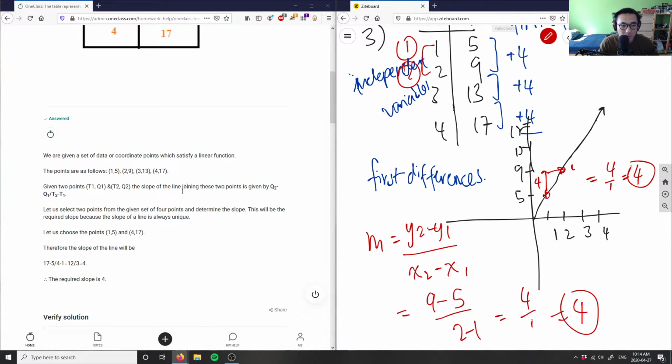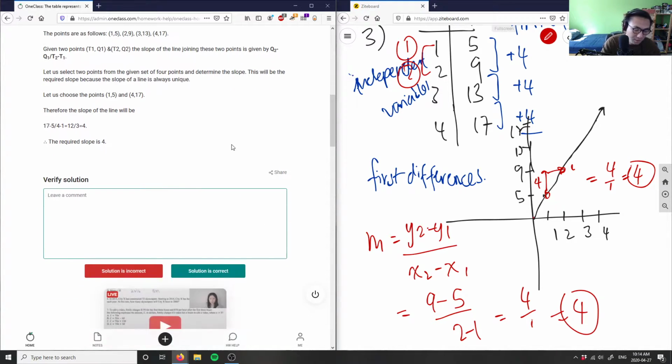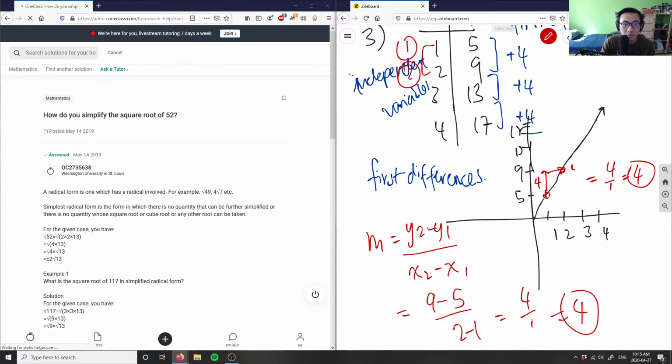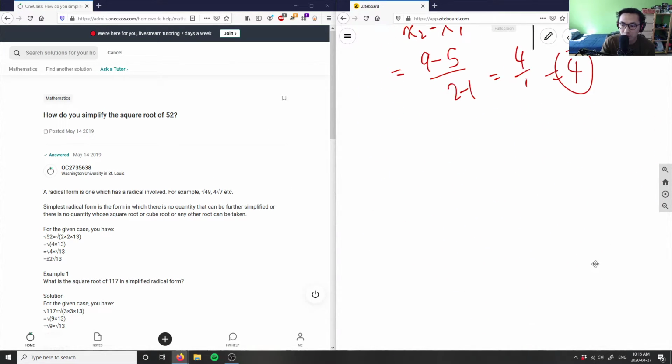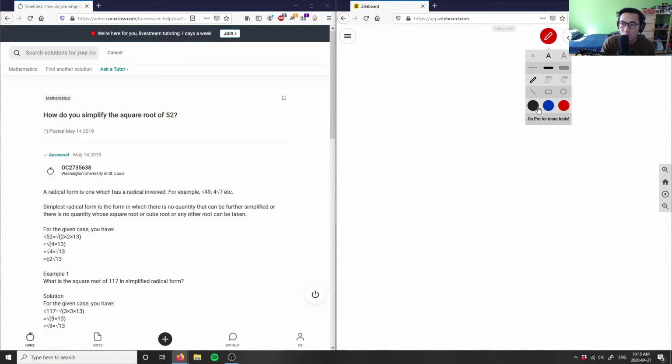So in this case, they plotted the points here, and they did the slope equation, m equals y2 minus y1 over x2 minus x1. That's great. They chose 2 points, and they calculated the slope, which equals 4. So great solution and analysis. The solution here is correct as well. Now that's number 3, let's look at number 4.